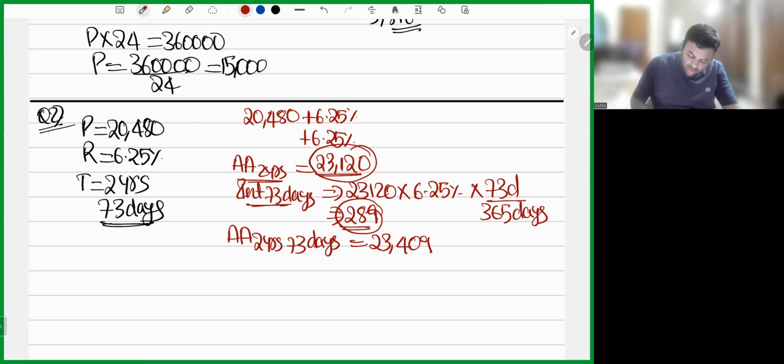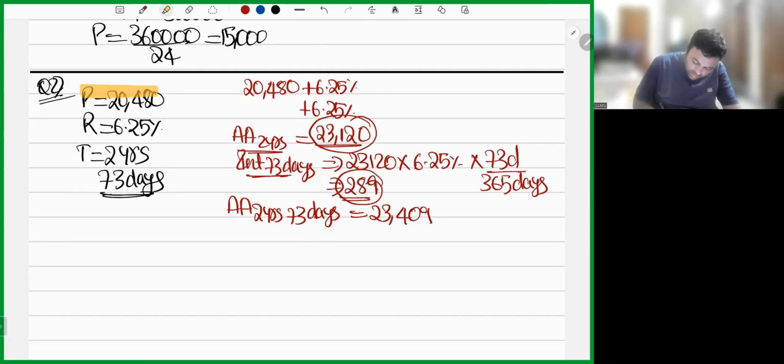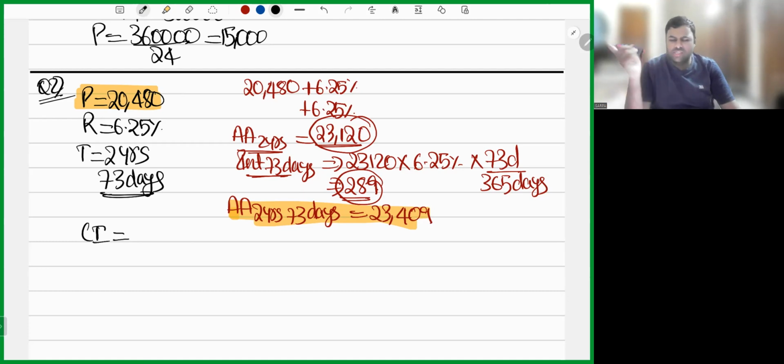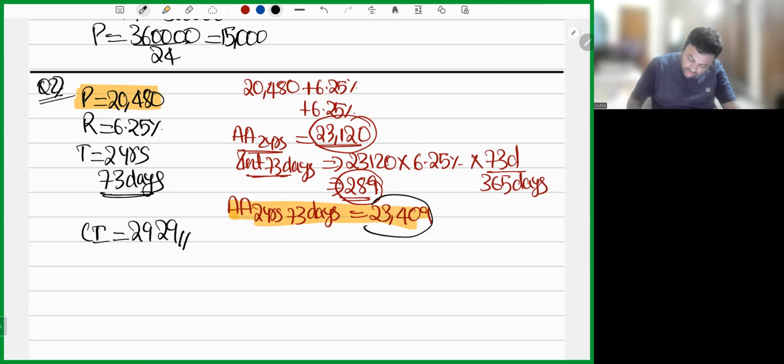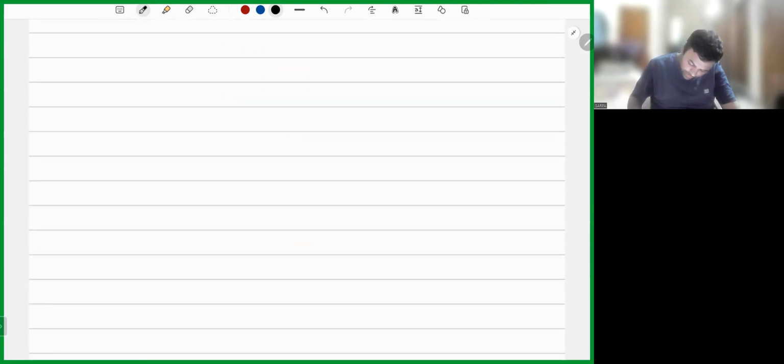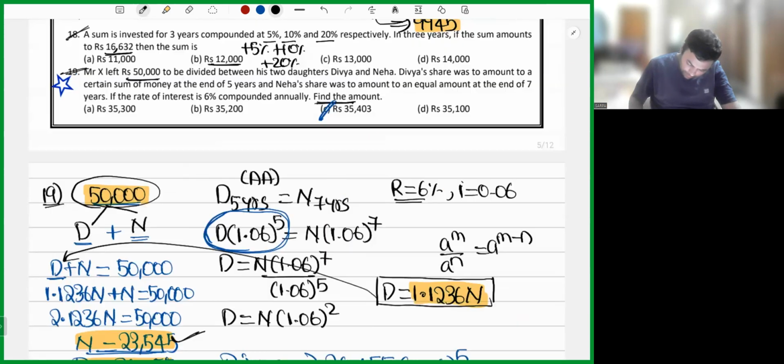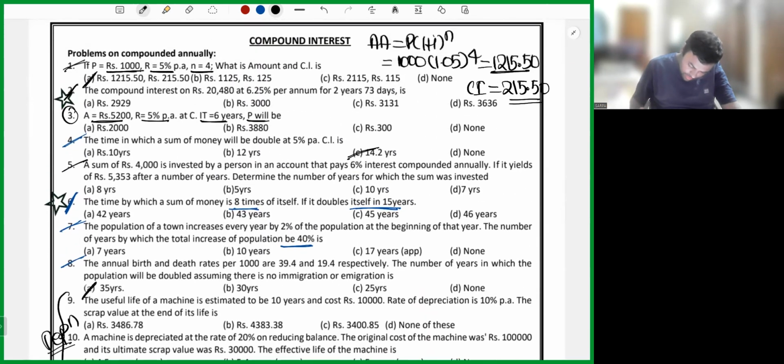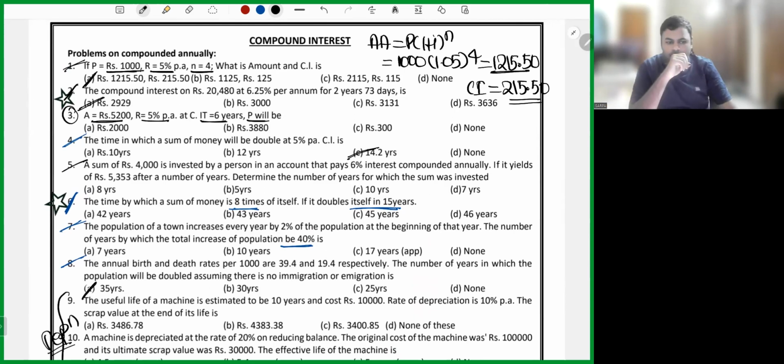23,409. Okay. But if you see, my dear friends, principal is given, accumulated amount is given. What is he asking? He's asking you to calculate compound interest. How will you get compound interest? Simply accumulated amount minus principal. 23,409 minus 20,480. 2,929. Accumulated amount minus principal. Compound interest 2,929. Let me mark it. 2,929.